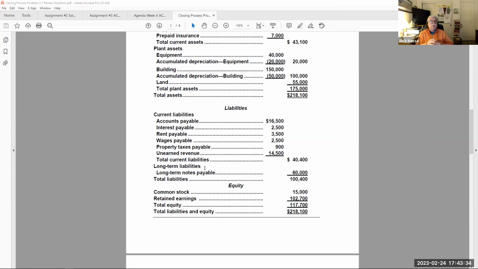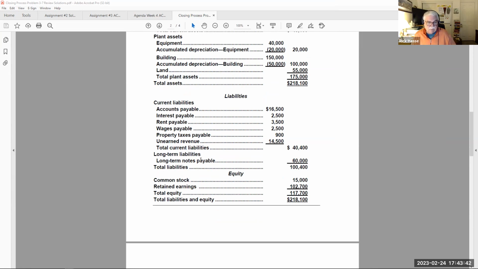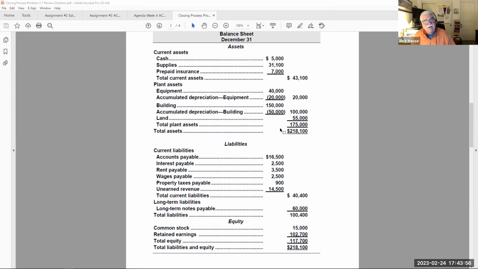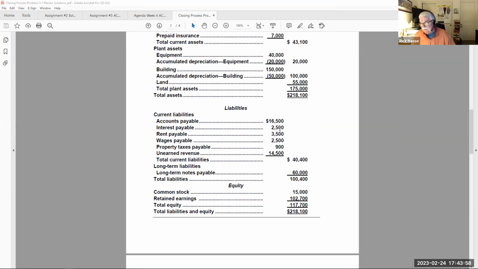That's what I want you to do in this assignment 3 for this week. Prepare a classified balance sheet. And then equity is pretty much the same, common stock and retained earnings. So the combination of total liabilities and equity gives us 218.1, which we know is right. It matches the assets. So we've taken that adjusted trial balance and now prepared the financial statements. Everything looks in balance and correct.